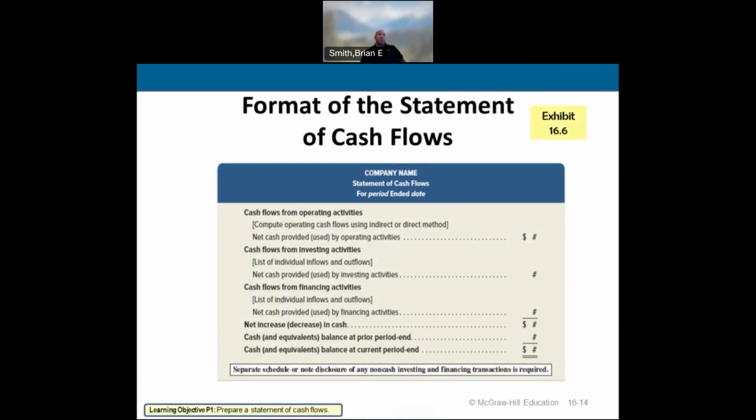You're going to have your cash flows from operating activities and your investing and financing activities, and then a reconciliation at the bottom showing the increase or decrease in cash, the beginning balance, and then the ending balance as they mathematically compute. Therefore, you should have the same balances showing on the balance sheet. And as I said earlier, a separate schedule or note disclosure of any non-cash investing and financing transactions is required. I said a note. You can have a schedule if need be.